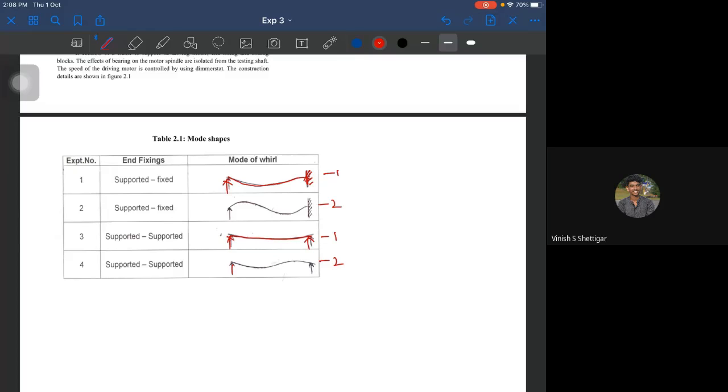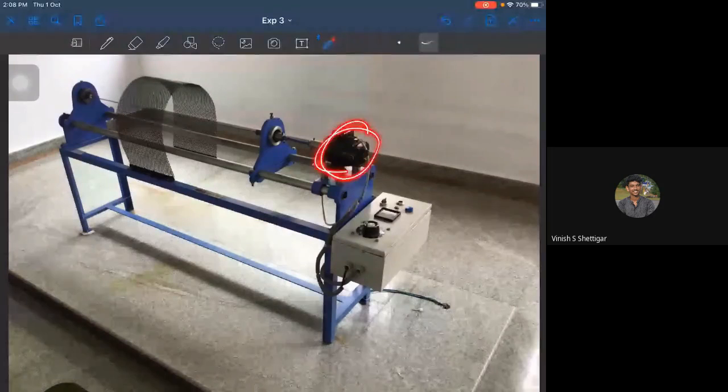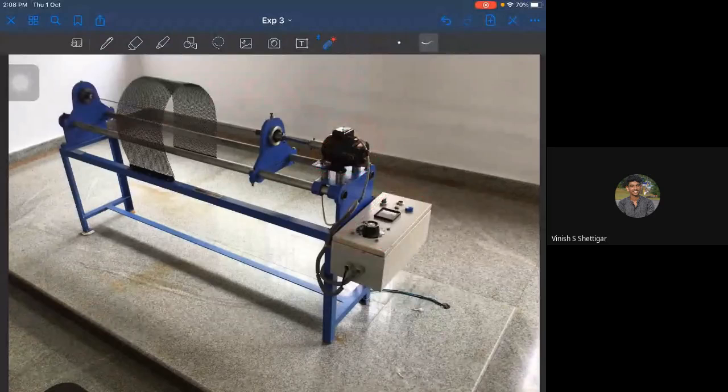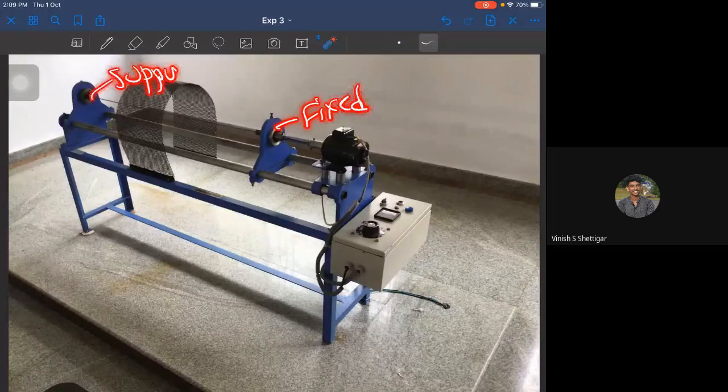This is your experimental setup, guys, how it looks in your laboratory. As I said, it has a motor, a dimmerstat and a keying arrangement, and this is your shaft. These are the supports I was talking about. Either of them can be replaced, so one can be fixed and the other supporting, or both can be supporting, but both fixed is not possible.